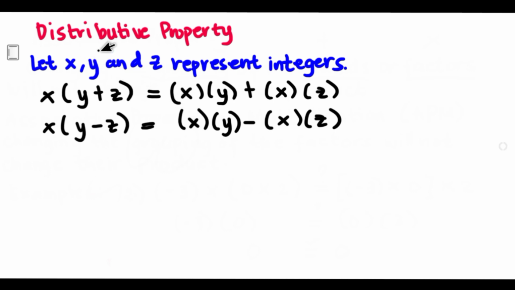That is the distributive property. So, we let x and y and z represent integers. So, here, what you see is x times the sum of y plus z. So, on the right side, it is distributed. That means it is multiplied by each integer inside the parenthesis. So, first x times y, and then plus, since what is inside is plus, x times z.